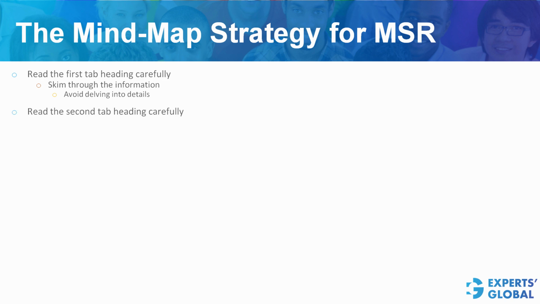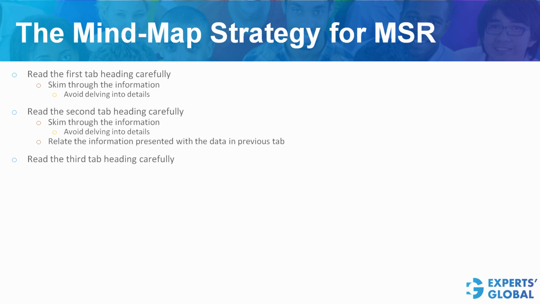Then read the second tab carefully. Once again, skim through the information. Avoid delving into the details. One extra step this time, which is to relate the information presented in the second tab with the information presented in the previous tab. In case there is a third tab, please read the third tab carefully. Once again, skim through the information and avoid delving into the details. Relate the information presented in this tab with the information presented in the previous 2 tabs.